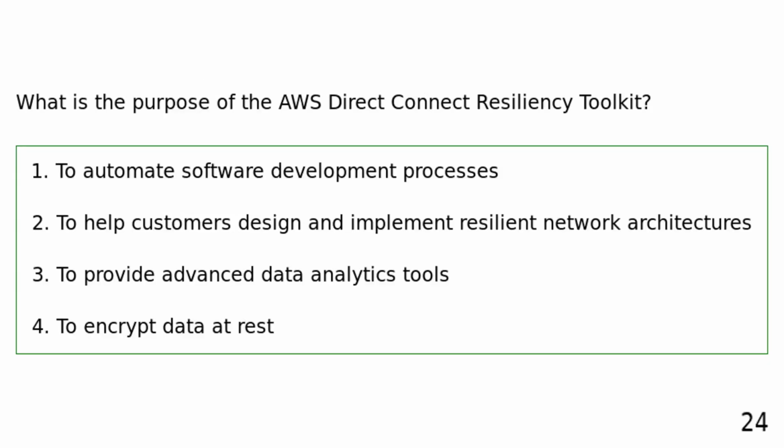What is the purpose of the AWS Direct Connect Resiliency Toolkit? To automate software development processes. To help customers design and implement resilient network architectures. To provide advanced data analytics tools. To encrypt data at rest.